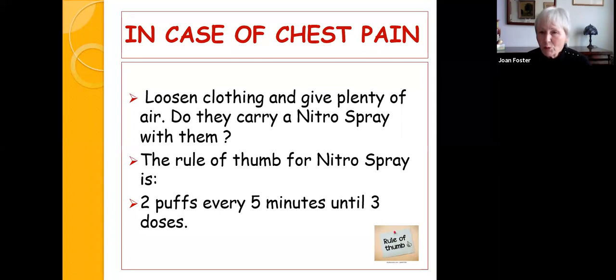But the purpose for the aspirin is, again, to help with the area. So it's really important that if someone's having chest pain, you loosen the clothing and give them plenty of air. Their chest pain might go away. If they're a known cardiac person, they always have a nitro spray with them. And if after 3 doses of the nitro spray they're not looking any better, then you call 911.